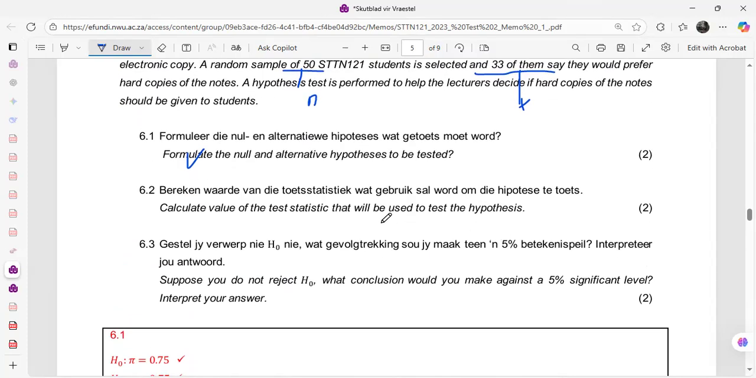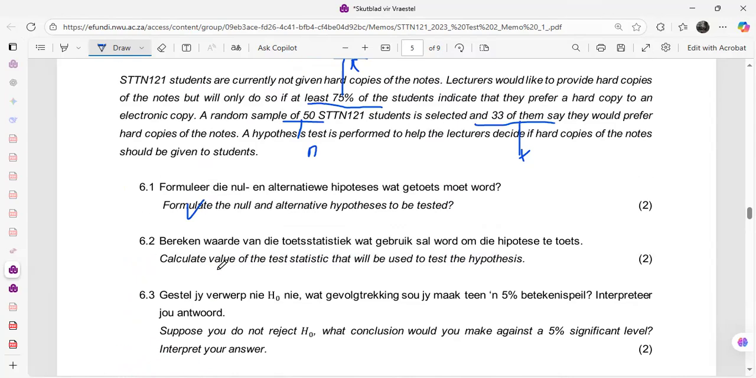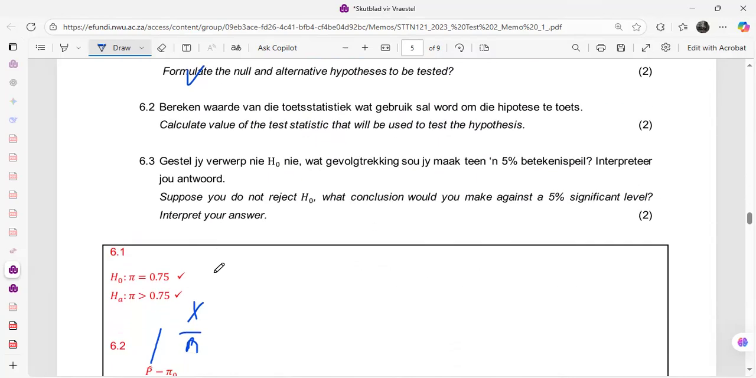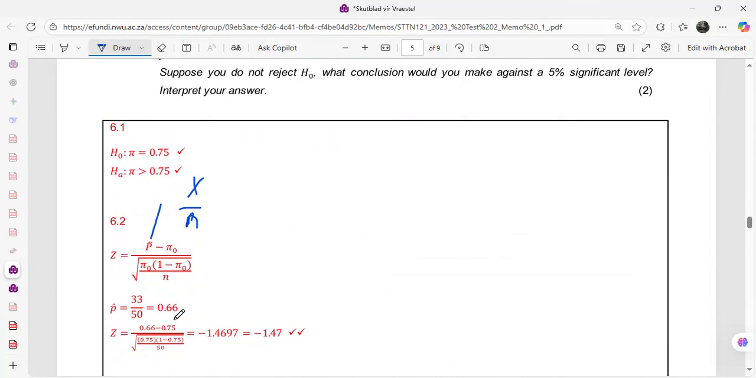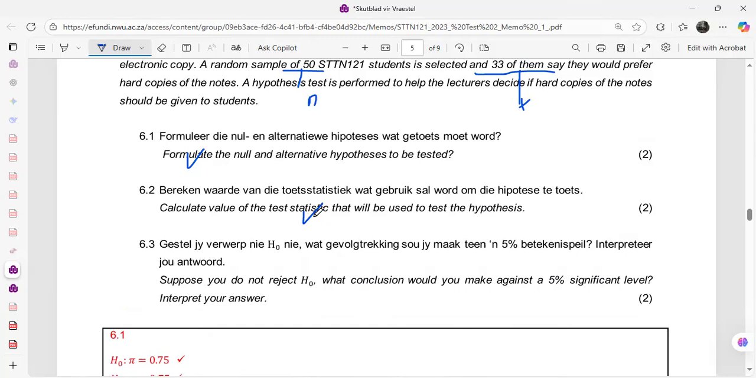6.2, you calculate the test statistic. You know the formula that you are going to choose. The P cap, remember, it has its own formula, X divided by N, which is 33 divided by 50, and you get 0.66. You substitute your information, you get negative 1.47. Guys, don't forget to round off your final answer to two decimal places. That was step number 6.2.